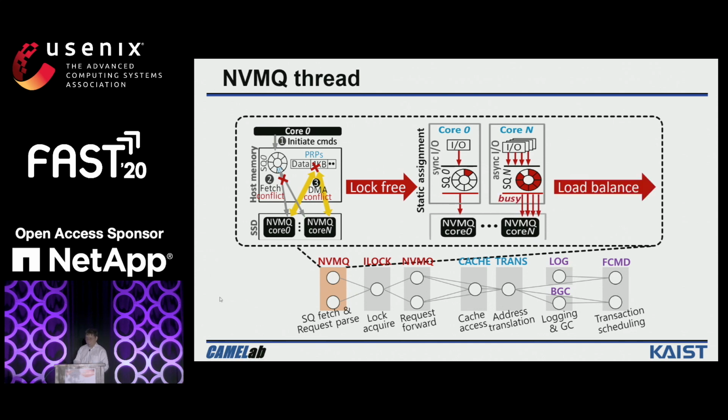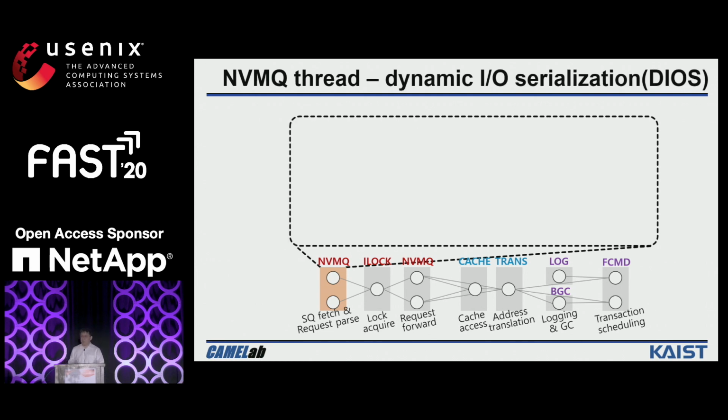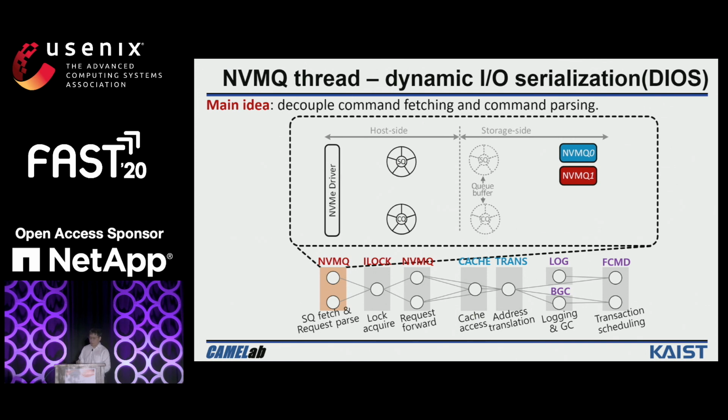So, to address the challenges, we propose a load balance-based solution. The main idea of our load balance-based solution is that we want to decouple the command fetching and the command parsing. We call this solution dynamic IO serialization, DIOS. Specifically, we allocate local queue buffers on the storage side, which are identical to the NVMe submission queue and the completion queue. We also allocate two pointers, the tail and the head, for each queue buffer. The entries between the head and the tail store the commands which need to be processed.